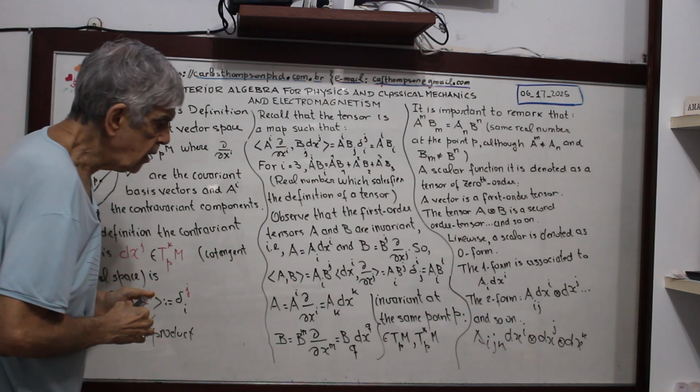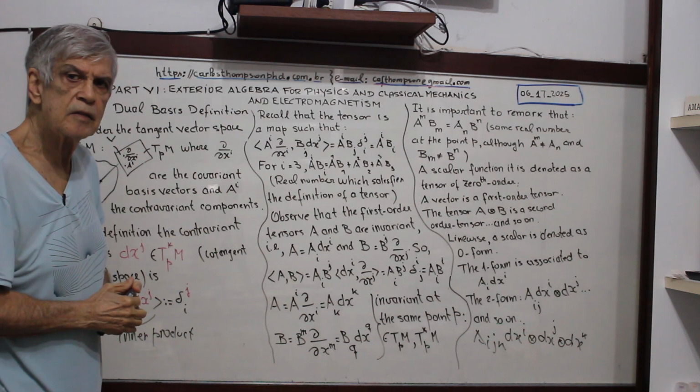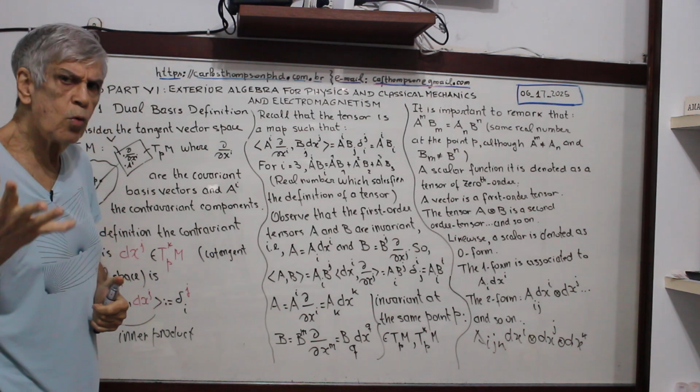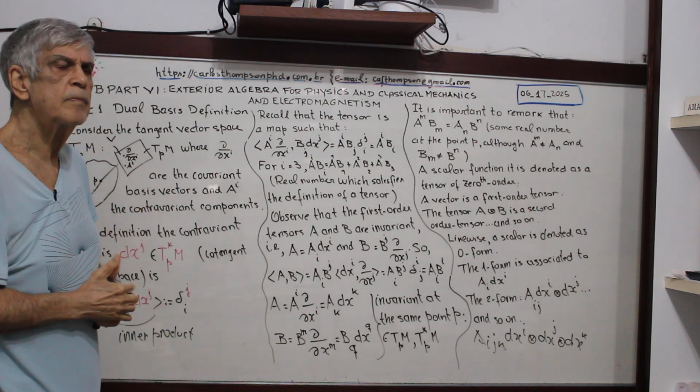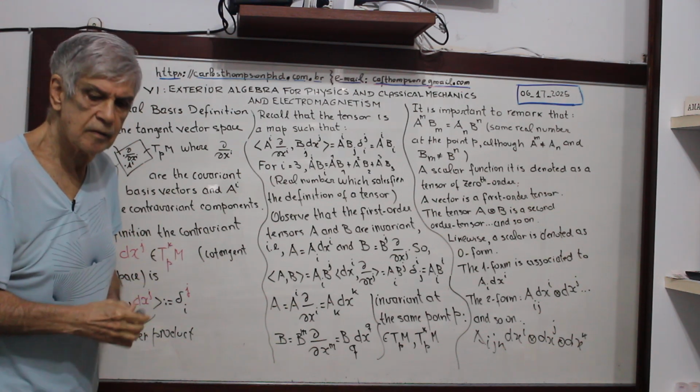Then I'll show properties, okay, of this basis. This belongs to the dual space. See, dx^i belongs to the dual space, or the cotangent space. That's it.